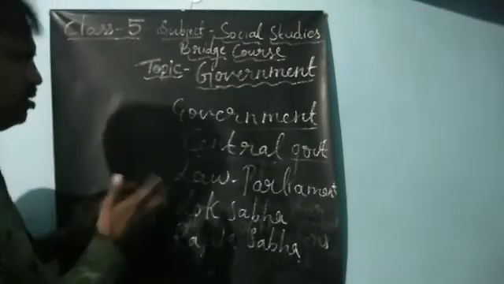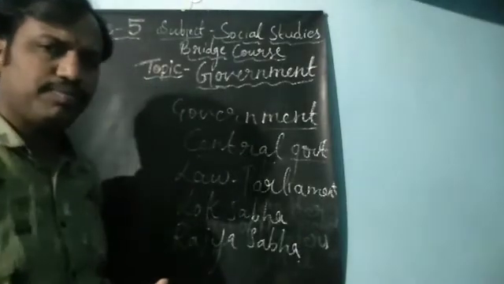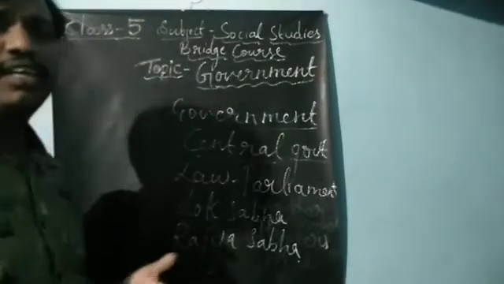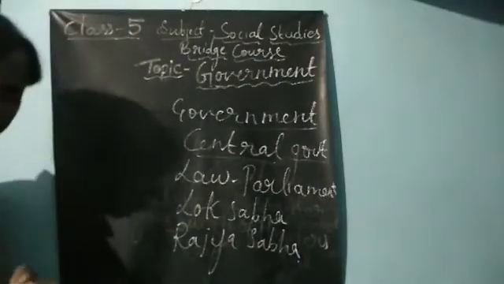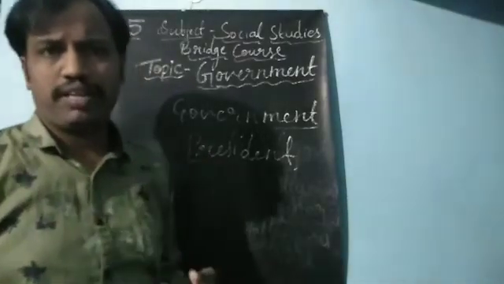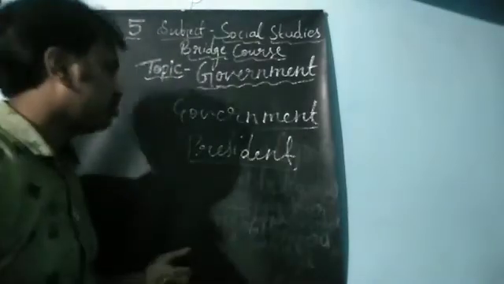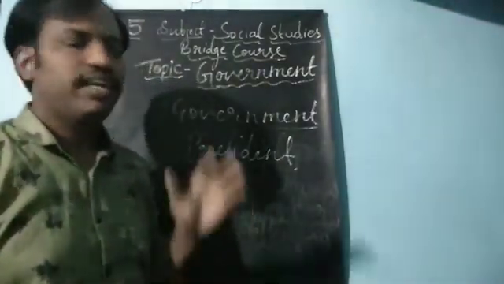Here the Lok Sabha members are directly elected by the people who have crossed the age of 18 years, and the Rajya Sabha members are elected by the state legislative assembly members of the different states as well as the union territories. So this is about the Lok Sabha and Rajya Sabha. When it comes to the president of our country, he is also elected by the members of parliament as well as the state legislative assemblies. He is elected for a term of 5 years and he is the head of the country.